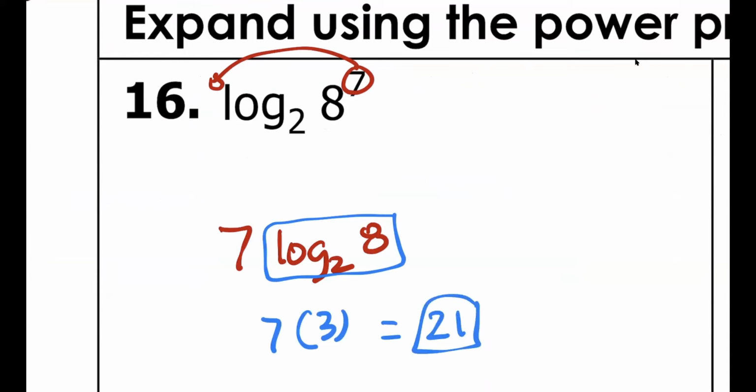So when you get older and you turn 21 and someone asks you how old you are, you could say, I'm log base 2 of 8 to the 7th years old. I'm sure they know what I mean. And they'll be like, oh, I get you. If they're a nerd, they'll understand.